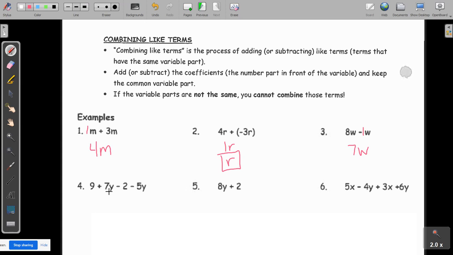Okay, now let's step it up a notch. We have 9 plus 7y minus 2 minus 5y. So we have a 9 and negative 2. Those are both our constants, and we combine them. 9 minus 2 is 7. Then we have y's here. We have a 7y and negative 5y. So 7 minus 5 is 2, and it's a positive 2, and we keep our y. Now, number 5, 8y plus 2. We do not have any like terms here, so this is simplified.